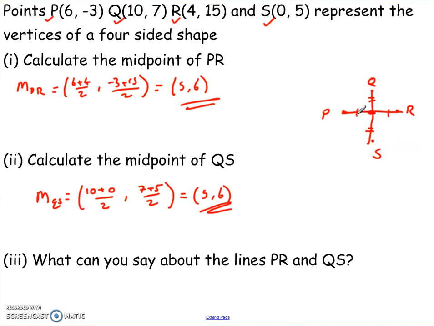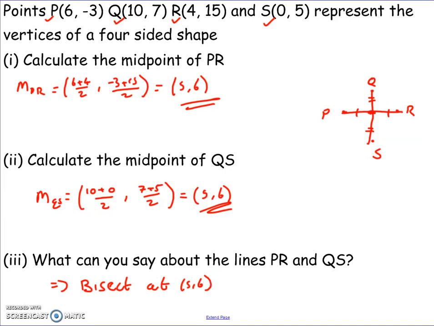Now, we don't know what kind of shape it makes because we don't know if these are the same or if these are different, because we've not done the distance formula on these. If we wanted to do that and figure out the shape itself in a bit more specificity, we could. But what I do know is that for PR, I've split it in half, and for QS, I've split it in half. So what I can say about the lines is that they bisect at the point 5, 6.